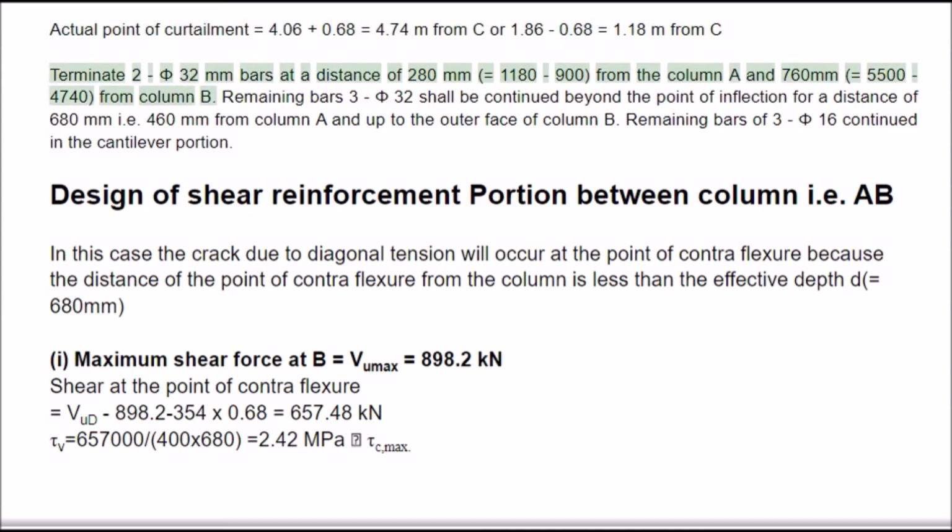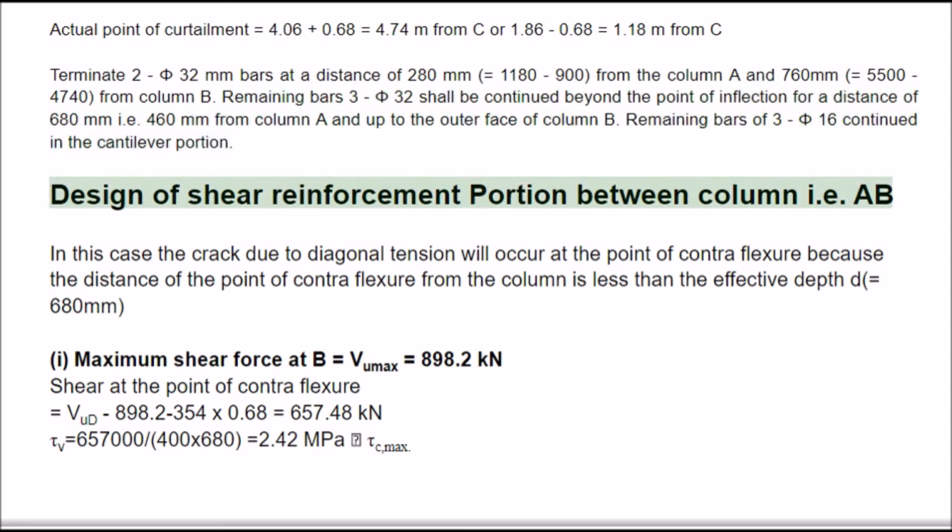Terminate two Phi 32 mm bars at a distance of 280 mm, equals 1180 minus 900, from column A, and 760 mm, equals 5500 minus 4740, from column B. Remaining 3 Phi 32 bars shall be continued beyond the point of inflection for a distance of 680 mm, i.e. 460 mm from column A and up to the outer face of column B. Remaining bars of 3 Phi 16 continued in the cantilever portion.